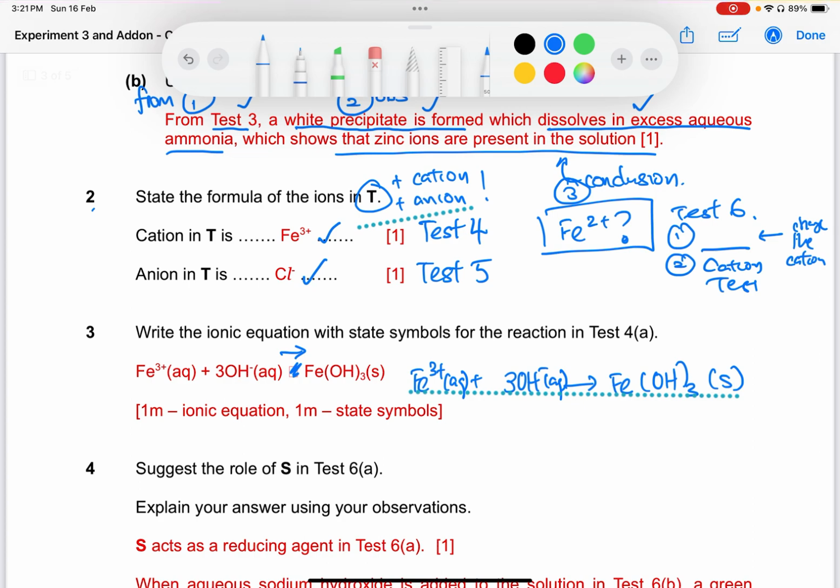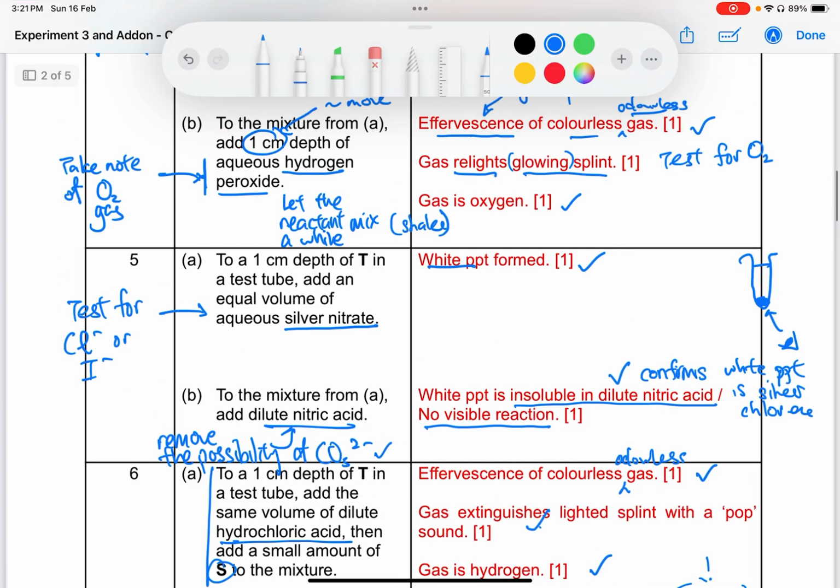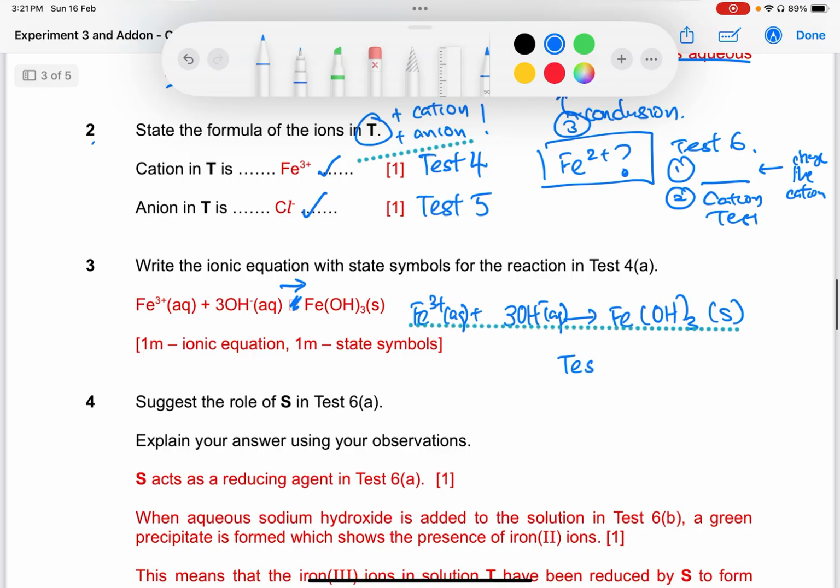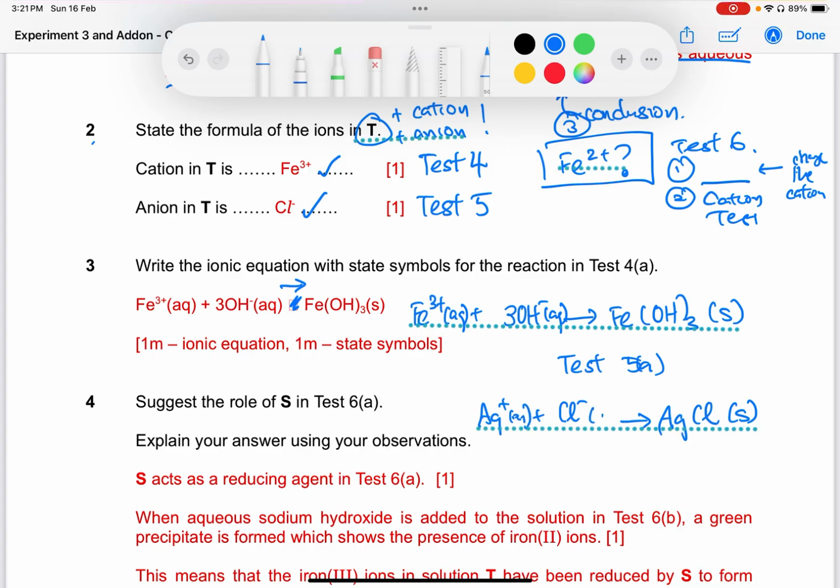Another ionic equation they could have asked you to write is based on test 5, 5A. If they ask you to do test 5A, you know that the formation is AgCl solid. So AgCl solid is made out of Ag+ and Cl-. So Ag+ must be there at the start, and Cl- must be there at the start. Otherwise, you cannot have a precipitation reaction as well. So this is another possible one they could have asked you to write, with the state symbols.